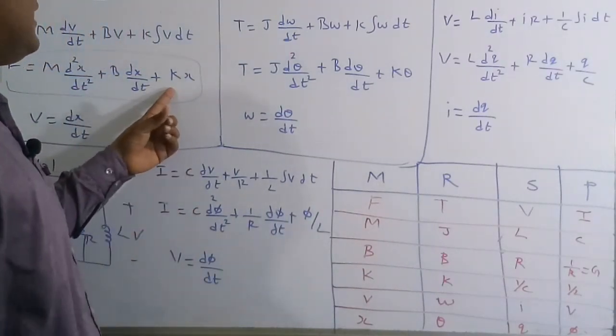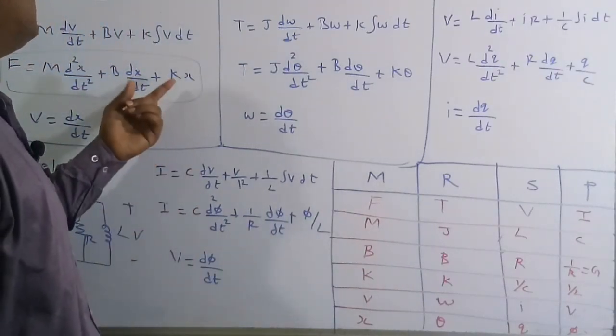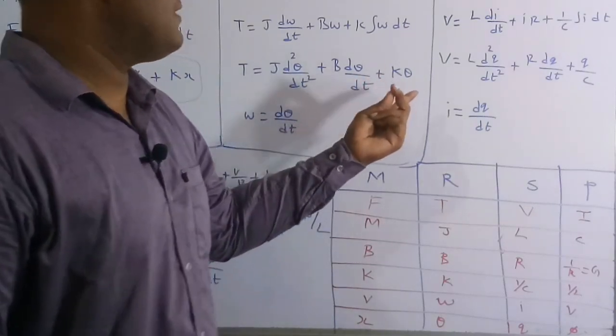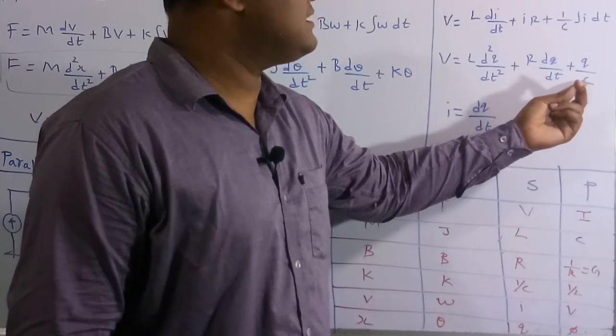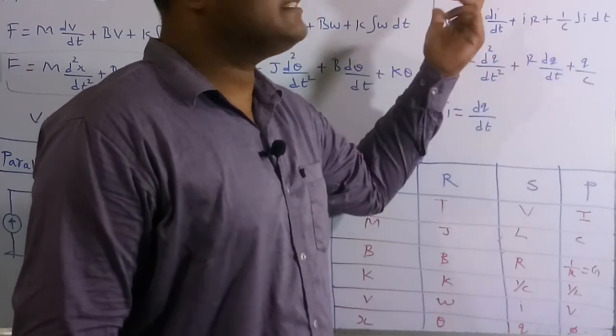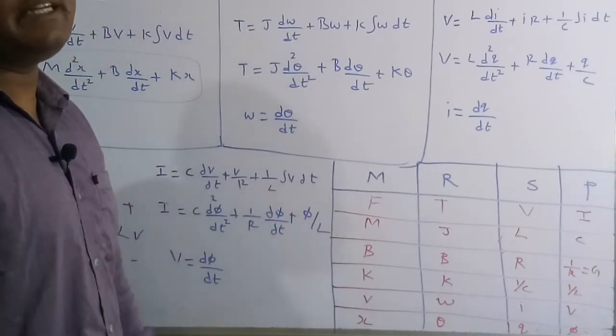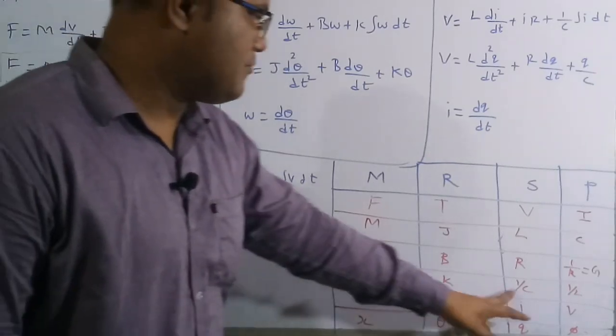And now K. Here K is a spring coefficient, spring constant in the mechanical system, and here also K, spring constant in the rotational system, and here 1 by C. So 1 by C is the elastance in the series RLC circuit, and here 1 by L. So therefore 1 by L is the inverse of the inductance. So I have made K, 1 by C, 1 by L.